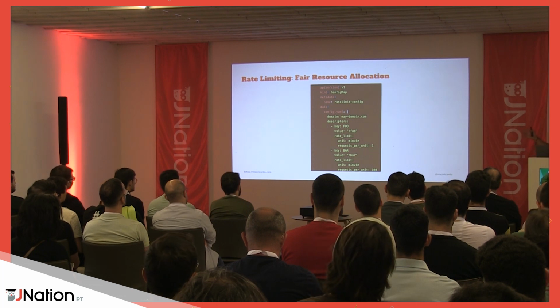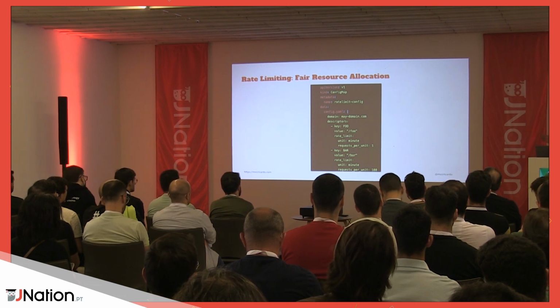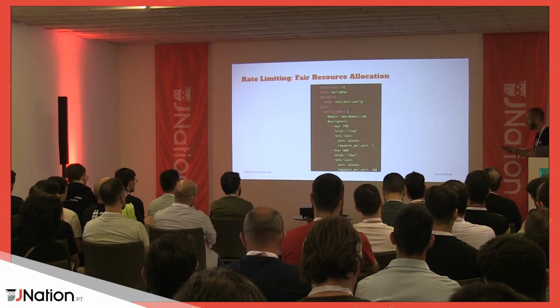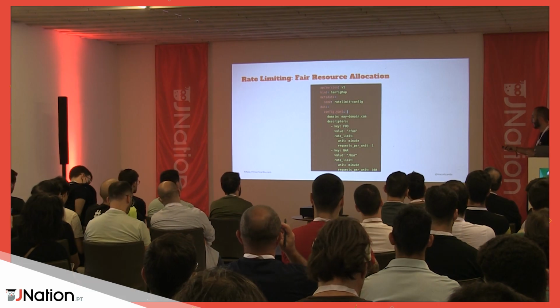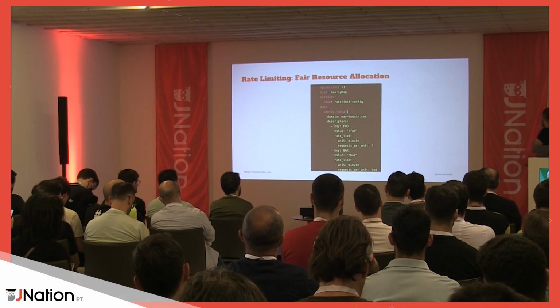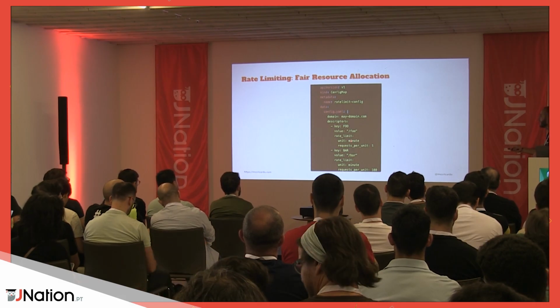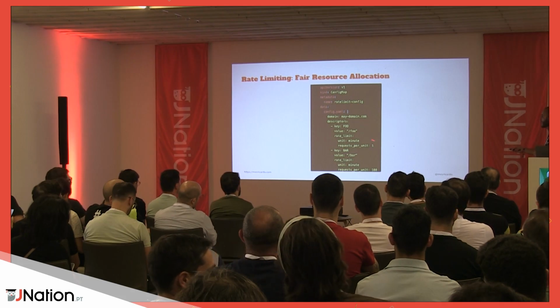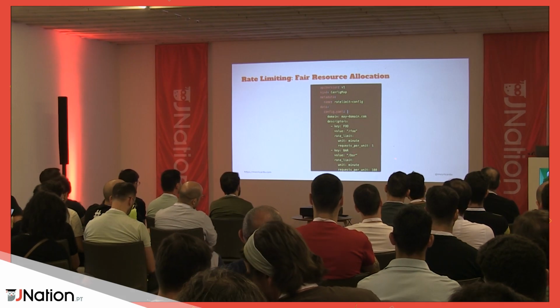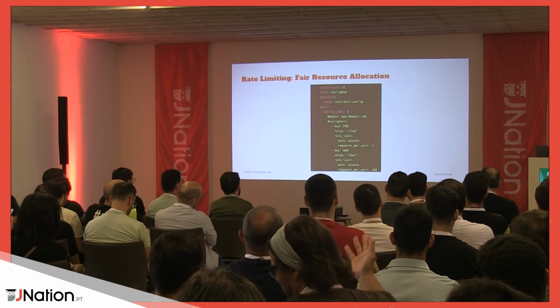So this is an example of a configuration that can be passed to Istio, where we can specify how many requests each code path can actually use. So here, for foo, I'm saying that foo can only receive one request at a time. And for var, I'm saying that I can only receive 10 requests per minute.